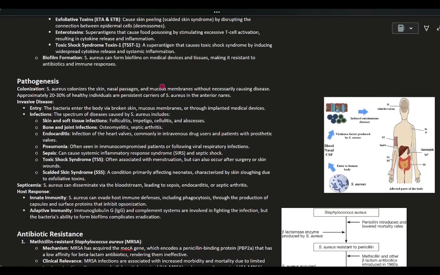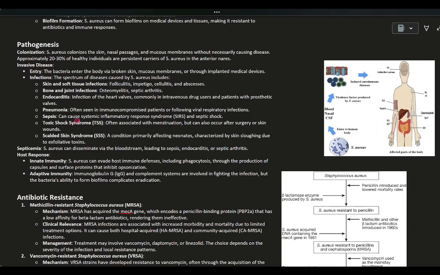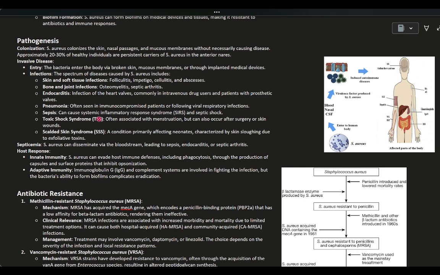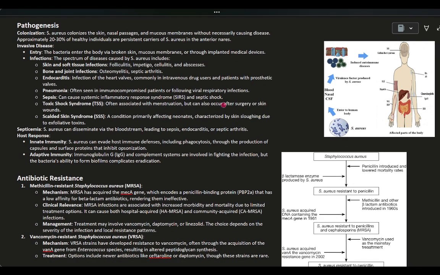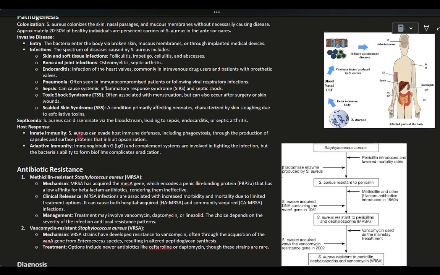Remember when we talked about toxic shock syndrome toxin 1, which happens to be that superantigen that can cause toxic shock syndrome by inducing widespread cytokine release and systemic inflammation. Well, this bacteria can cause this unfortunate circumstance, and toxic shock syndrome can often be associated with menstruation, but it can also occur after surgery or skin wounds.